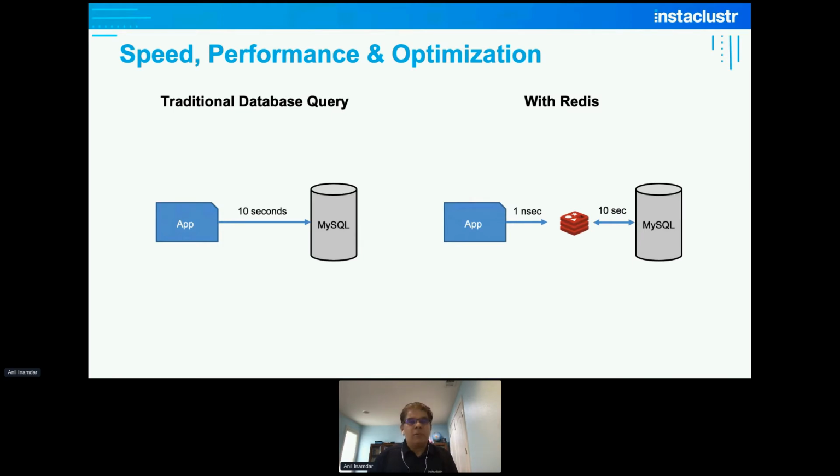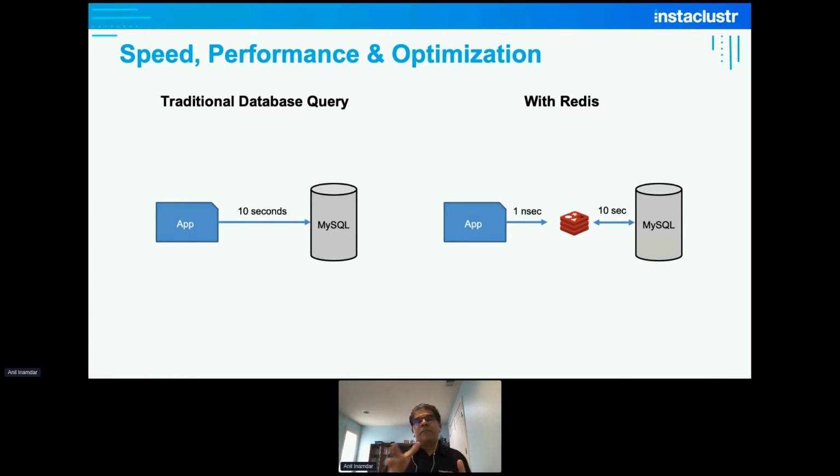Now, how do we solve that problem? Well, we solve that problem by adding Redis in between. When you add Redis, Redis caches all the data. So when the application makes a call, the response is almost instantaneous, like 1 nanosecond, suppose. Now, all the data may not always be available in Redis. If that is the case, Redis does a call to MySQL, and when next time the application requests the same data, it no longer needs to go to MySQL. It's already available in the cache.